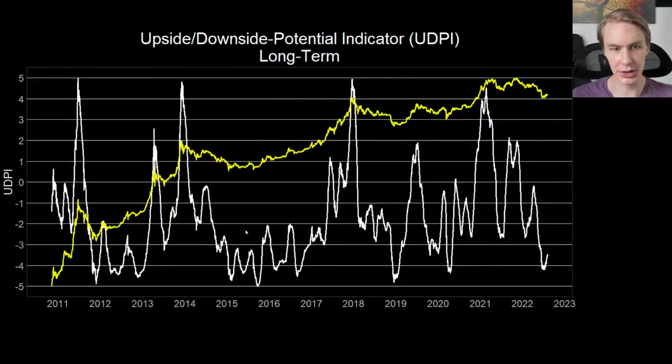We can see this again if we just look at the raw output of the model across time. So that's what I'm showing you here. Again, the yellow line is the Bitcoin price, and then the white line is the UDPI level across those times. Again, spiking up at these topping points in Bitcoin's history, bottoming out at these bottoming points, generally speaking. So that's the UDPI. We've seen this before. We talked about this extensively on this channel. So if you've been following, you've seen this before.